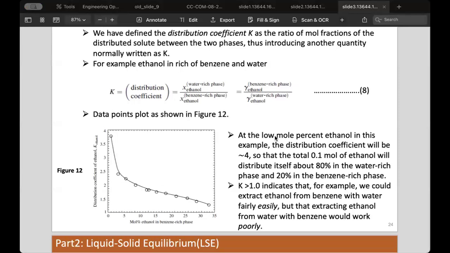Okay, so what does this mean if K is greater than 1 and K less than 1? If K is greater than 1, it represents what? When K is greater than 1, what does it mean?